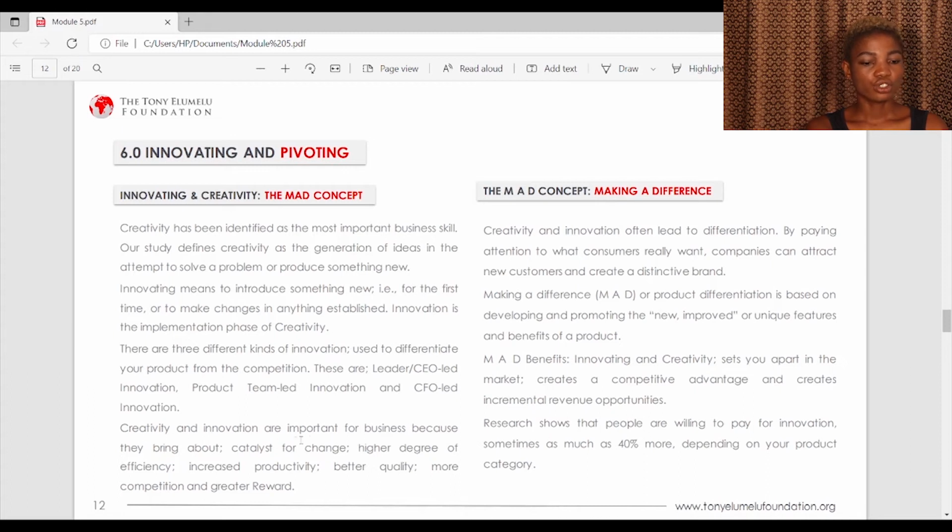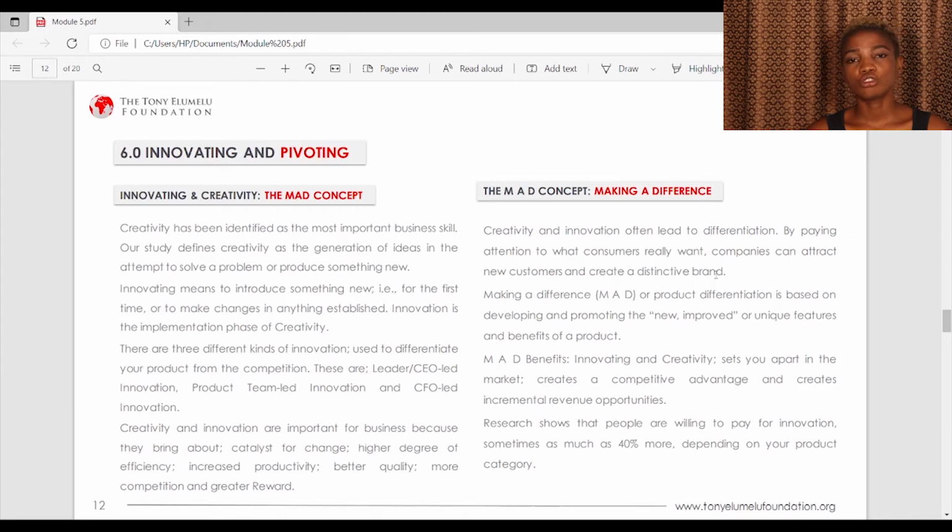Creativity and innovation are important for business because they bring about catalysts for change, a high degree of efficiency, increased productivity, better quality, more competition, and greater rewards. The MAD concept, making a difference. That's the MAD concept, making a difference. Creativity and innovation often lead to differentiation. By paying attention to what consumers really want, companies can attract new customers and create a distinctive brand.